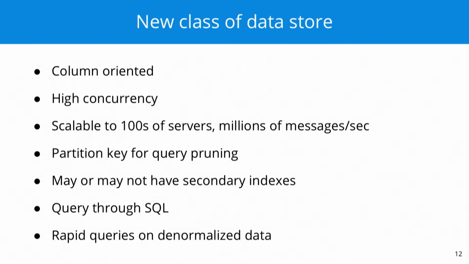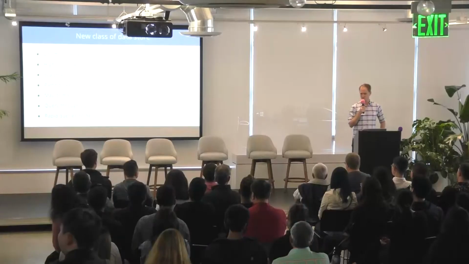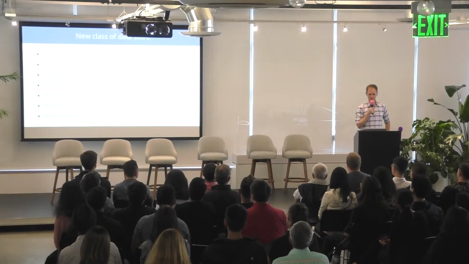A common feature in these sorts of data systems, you query them through SQL. And another common feature is they're all designed to do rapid queries on denormalized data. So a lot of them don't support joins. Some of them support a limited kind of join, so just a fact dimension type join, but not two big tables. I don't know if any of them do support joins, but if they do, it's not the main use case. And certainly Druid supports only a limited kind of join.